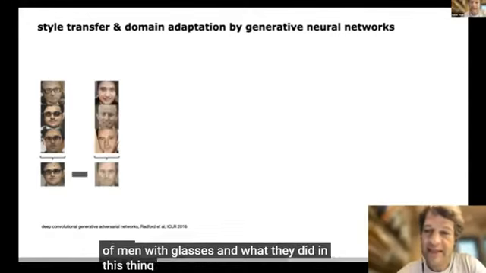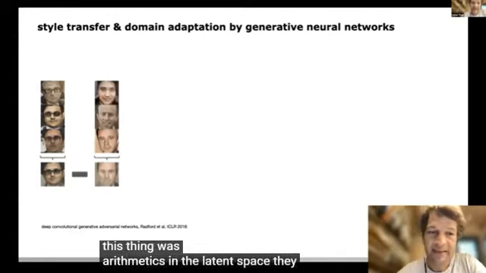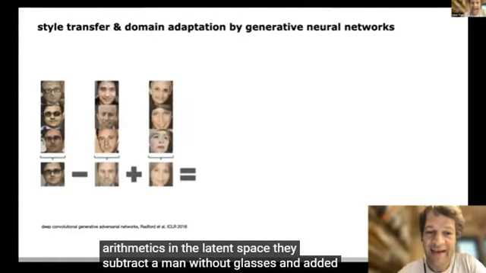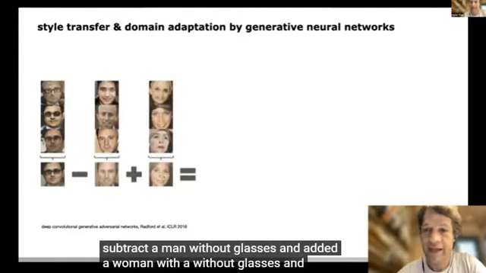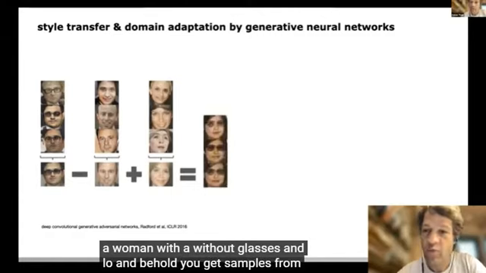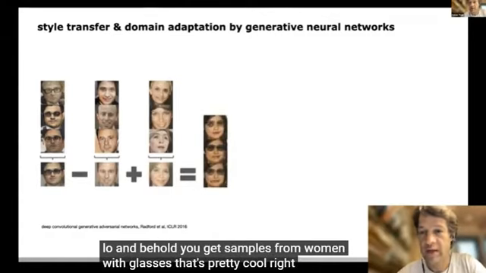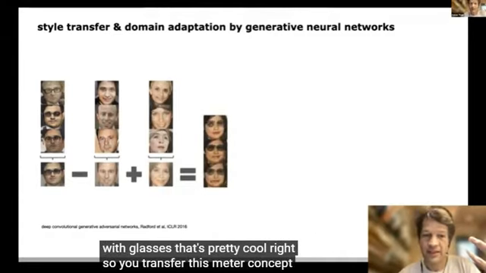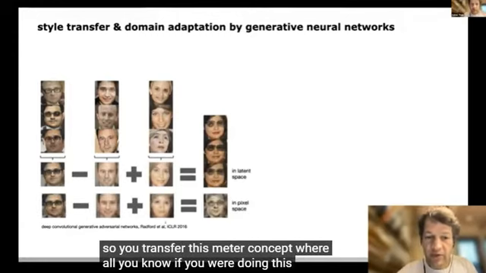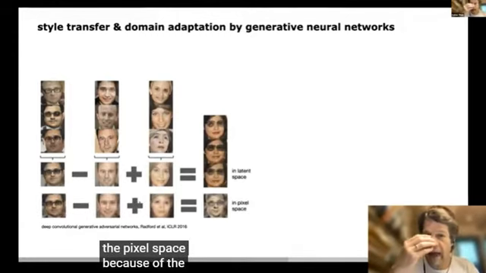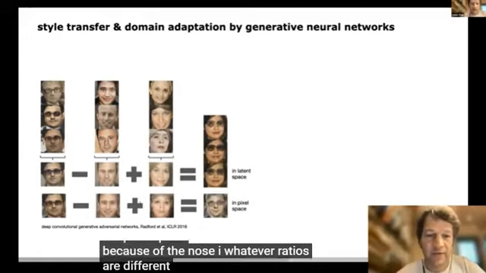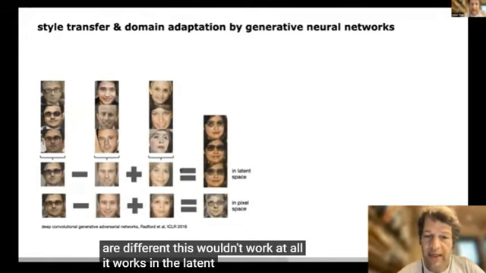And what they did in this thing was arithmetics in the latent space. They subtract a man without glasses and added a woman without glasses. And lo and behold, you get samples from women with glasses. That's pretty cool, right? So you transfer this meta concept where if you were doing this on the pixel space, because of the nose, eye, whatever ratios are different, this wouldn't work at all. It works in the latent space.